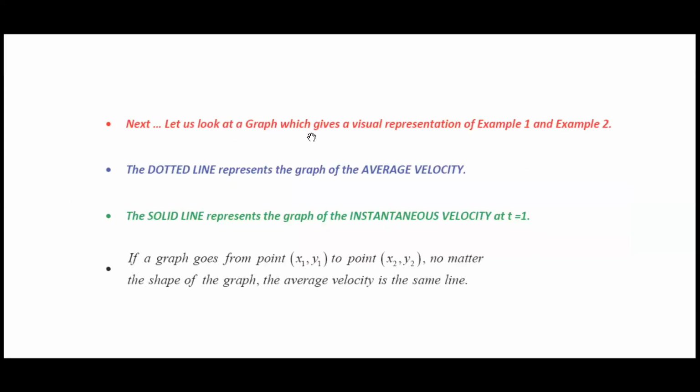Next, we're going to look at a graph. The graph will give us a visual representation of example 1 and 2. You'll see in the graph, part of it's a dotted line. That's your average velocity. Part of it's a solid line. That's your instantaneous velocity.